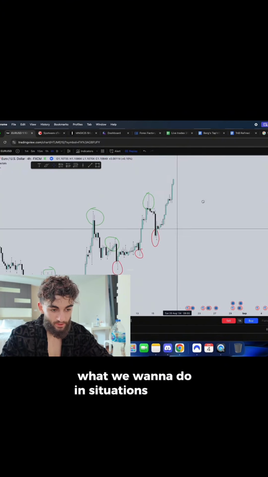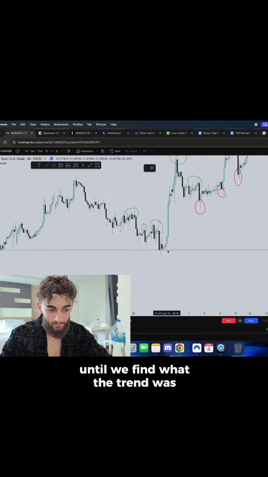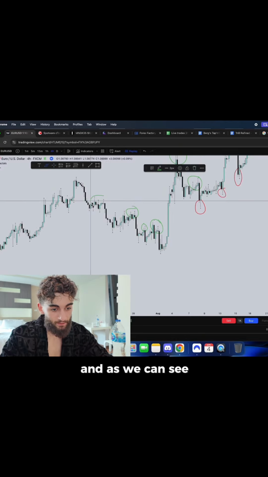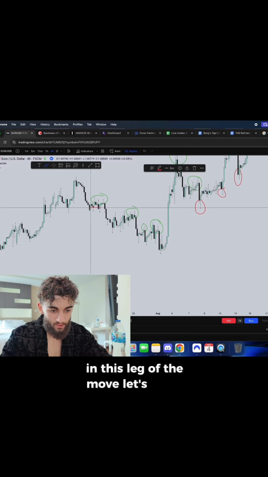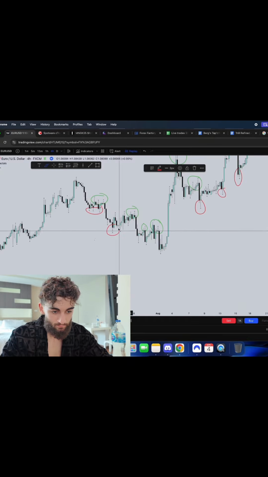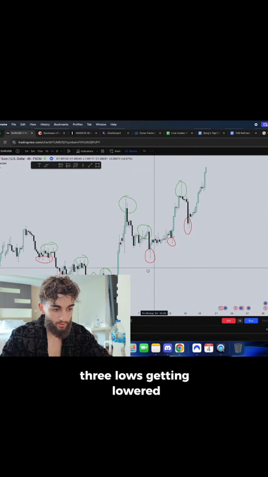Okay, what we want to do in situations like this is just keep going back until we find what the trend was previously. And as we can see, this would actually be bearish, because the previous trend, okay, in this leg of the move, let's circle these areas. This would be a downtrend. 3 highs getting lowered, 3 lows getting lowered.